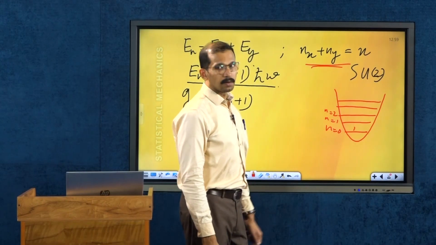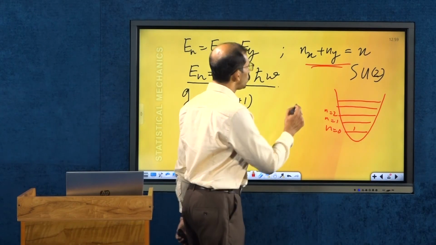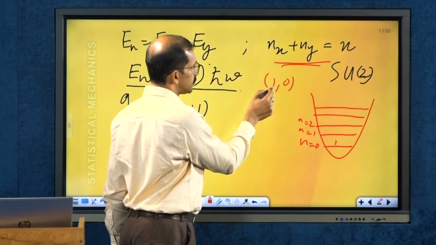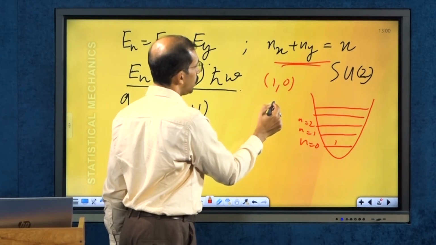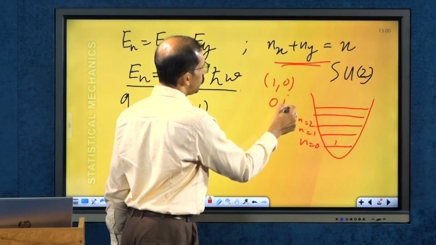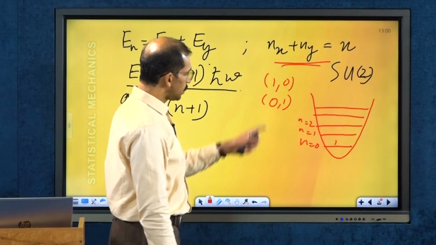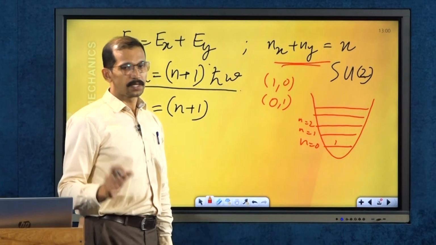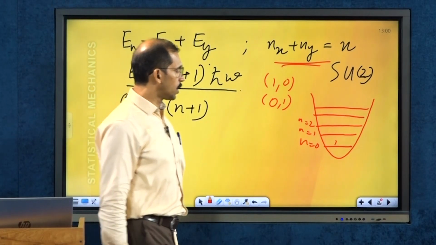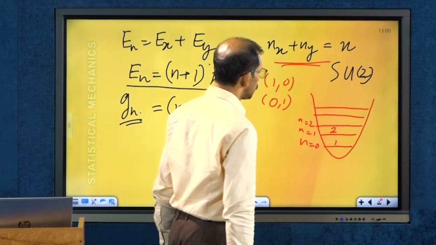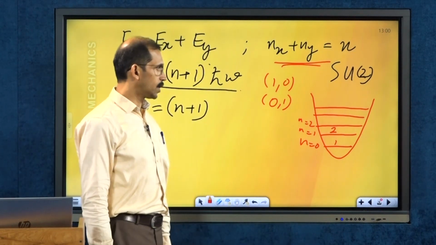n is equal to 1. What is the possibility? I can have two different possibilities, right? 1, 0. That means nx is equal to 1, ny is equal to 0. And the alternate situation, nx is equal to 0, ny is equal to 1. Which means that 1, 0 and 0, 1 are both possible situations. And therefore, I can write the multiplicity corresponding to n is equal to 1 as 2, right?